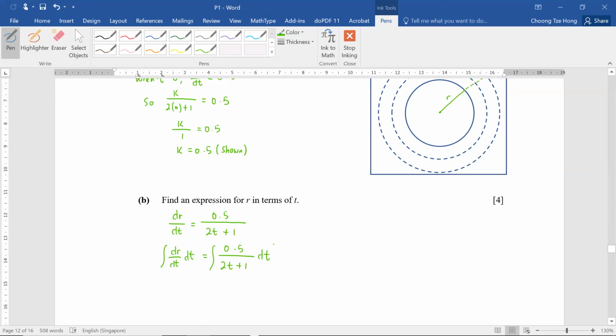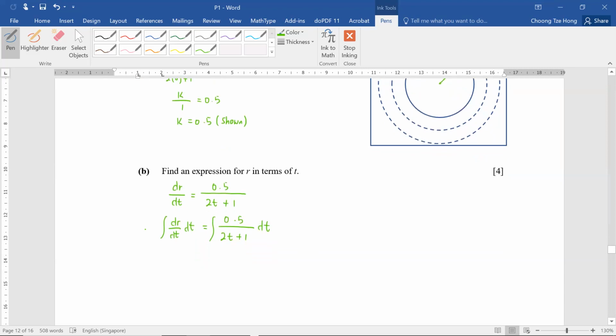Okay, so integrate dr/dt with respect to t. The left side is going to become just r. If you recall how to integrate this, 0.5 over 2t plus 1, what you can do is bring the 0.5 out. So you get 1 over 2t plus 1, then dt.